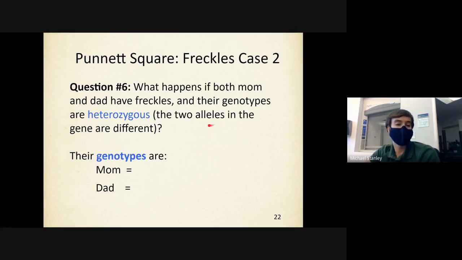On the flip side, if both mom and dad are heterozygous, heterozygous means the two alleles in the gene are different, meaning you don't have two big, you don't have two little. Heterozygous says you have one big and one little. So in this case, the mom and the dad are both heterozygous, so they're both big F, little f.